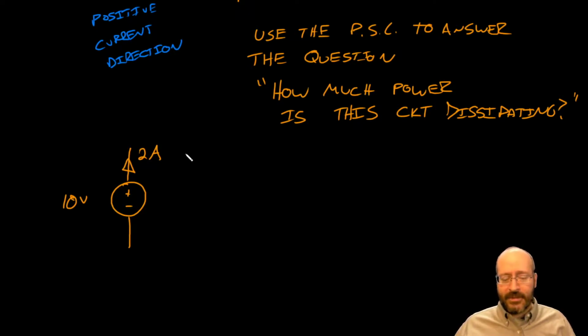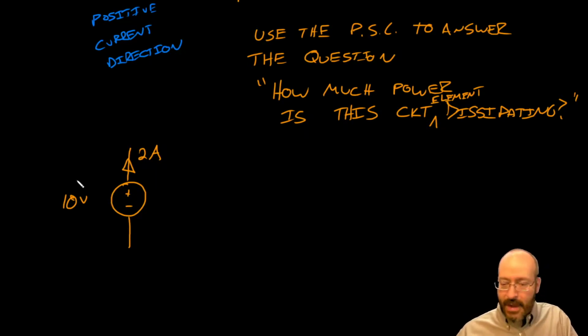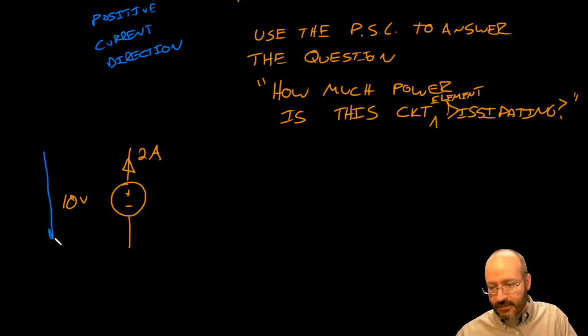We still assume that the positive current direction follows the passive sign convention because we want to answer the question: how much power is this circuit element dissipating? Oops, I forgot a word. Okay, so let's look at it in this case. So positive on top, negative on bottom, we're going to get the same positive current direction.